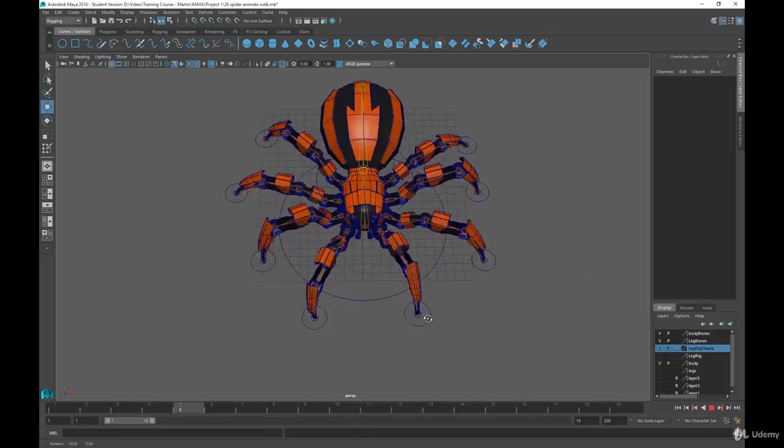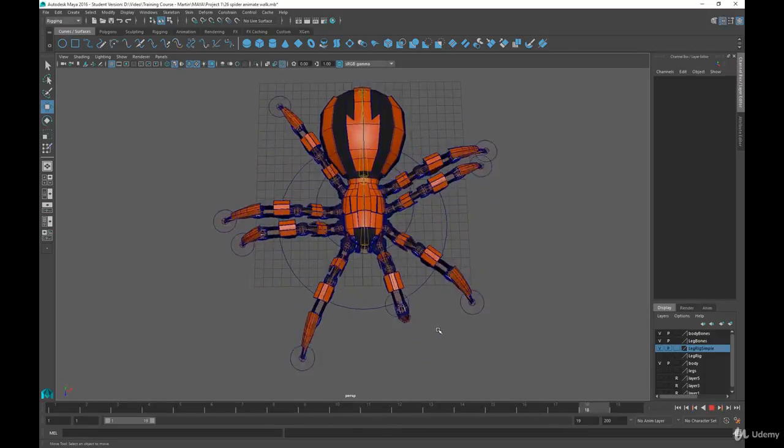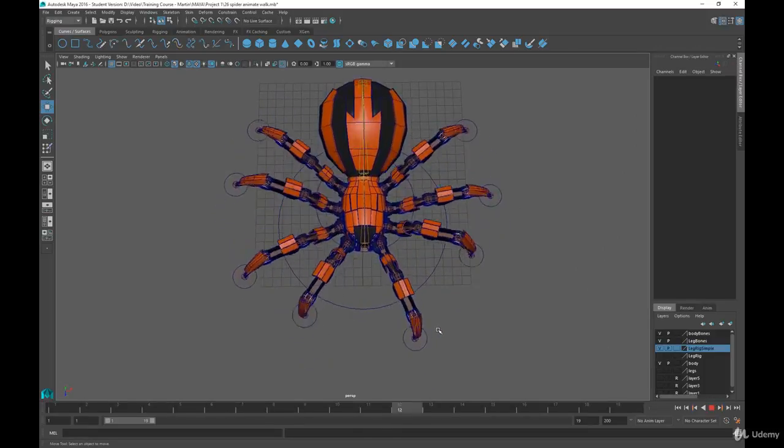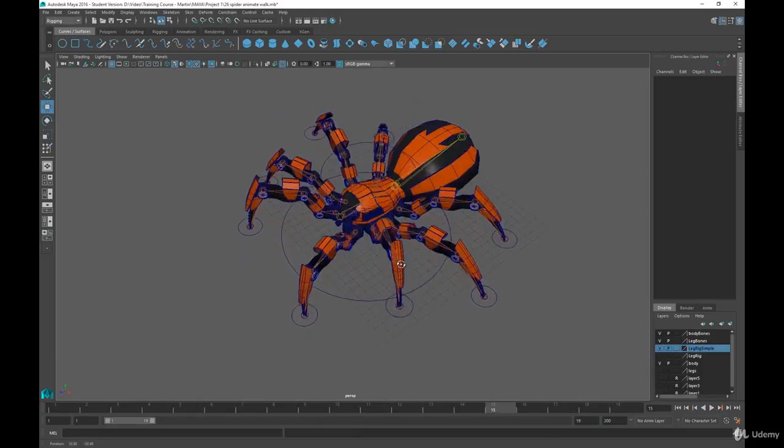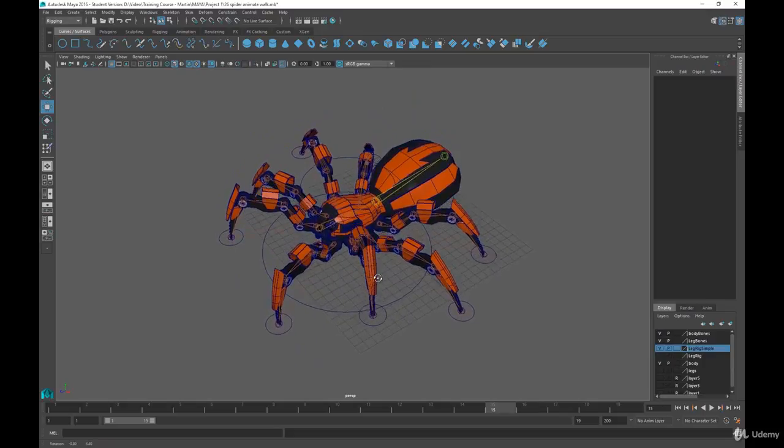And with that, we'll go ahead and pause it, and we'll jump into starting our animation and setting up each one of the animations for the legs.